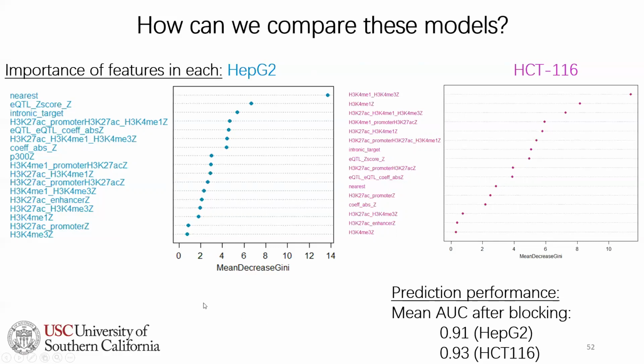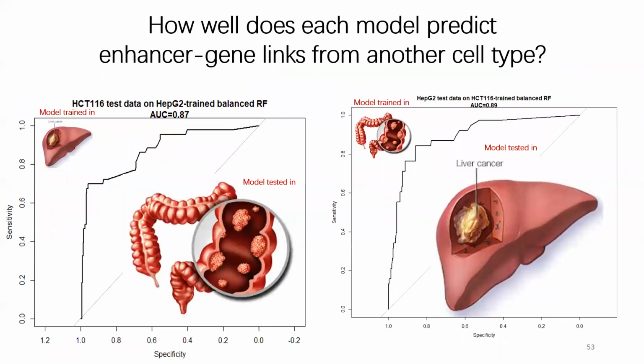So they're pretty similar. But I think that maybe the most interesting way to compare these two models is to actually see how well they are able to predict on each other's data. And what I mean by that is we have a random forest model that was trained in colorectal carcinoma cell line HCT116 and learned everything it knows about what true enhancer gene links look like from that data. And what if we then fed it test data that was from the liver cancer cell line, the HepG2 line? How well did it perform?